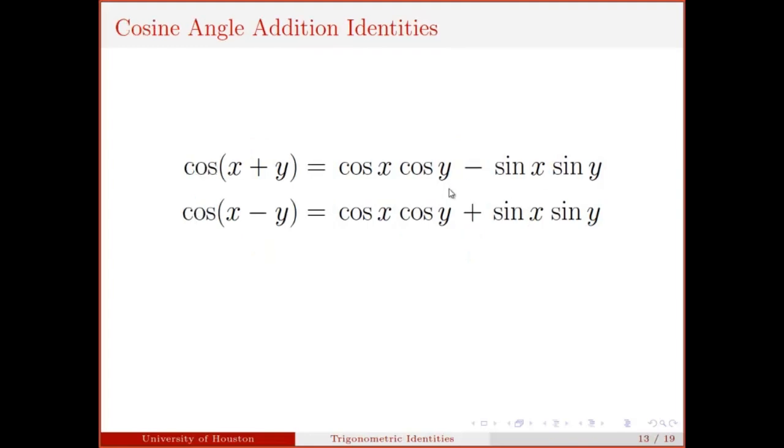We compare this with the angle addition identities for cosine, which state that cosine of x plus y is equal to cosine x times cosine y minus sine x times sine y, and cosine of x minus y is equal to cosine x times cosine y plus sine x times sine y. Notice that in this case, the signs do not match, and each of these terms contains either two factors of cosine or two factors of sine.